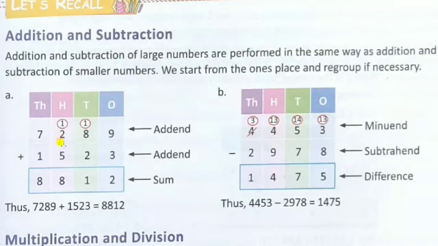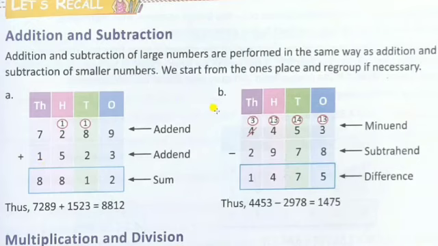When 2 and 5 are added, it becomes 7. And to that 7, when we add 1, it becomes 8. Lastly, 7 plus 1 is 8. So this way we can obtain the addition of the 4-digit numbers in the given example. So thus we can say 7289 plus 1523 is equal to 8812. So this way we have tried to revise the addition process.